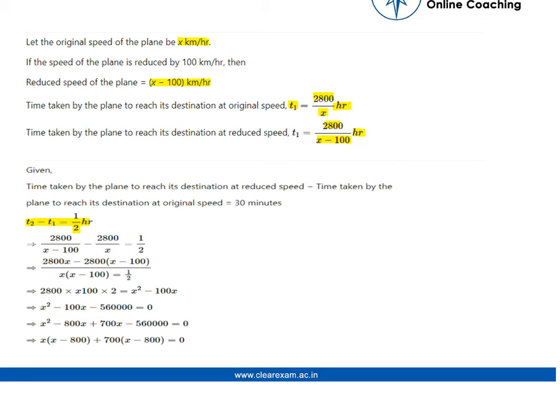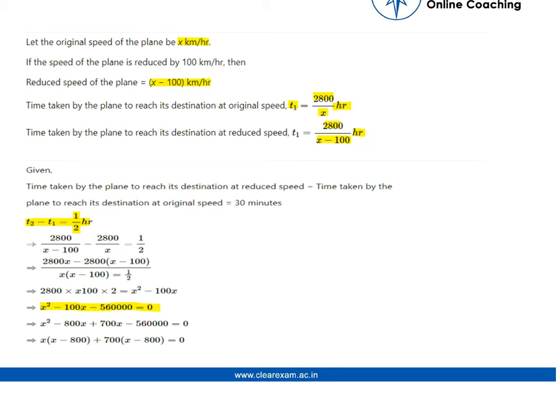Now the difference between both situations is 30 minutes. So t2 minus t1 would be half an hour, or 30 minutes. Putting the values of t2 and t1 in this condition, 2800 divided by x minus 100 minus 2800 divided by x equals half.